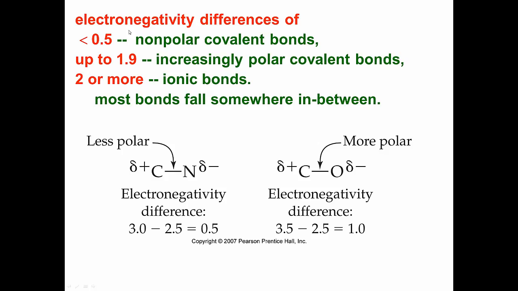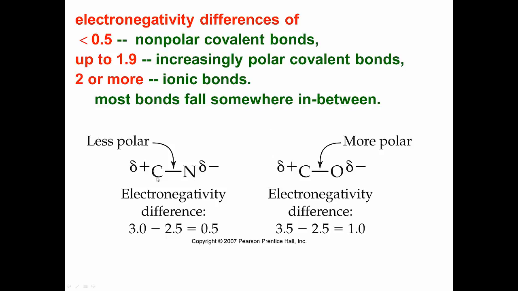When we talk about covalent bonds and even ionic bonds, what we look at are electronegativity differences. So if we have an electronegativity difference of less than 0.5, we say the bond is nonpolar covalent. From 0.5 up to 1.9, we say it's increasingly polar covalent. And if the electronegativity difference is 2 or more, then we have an ionic bond. Most bonds fall somewhere in between.